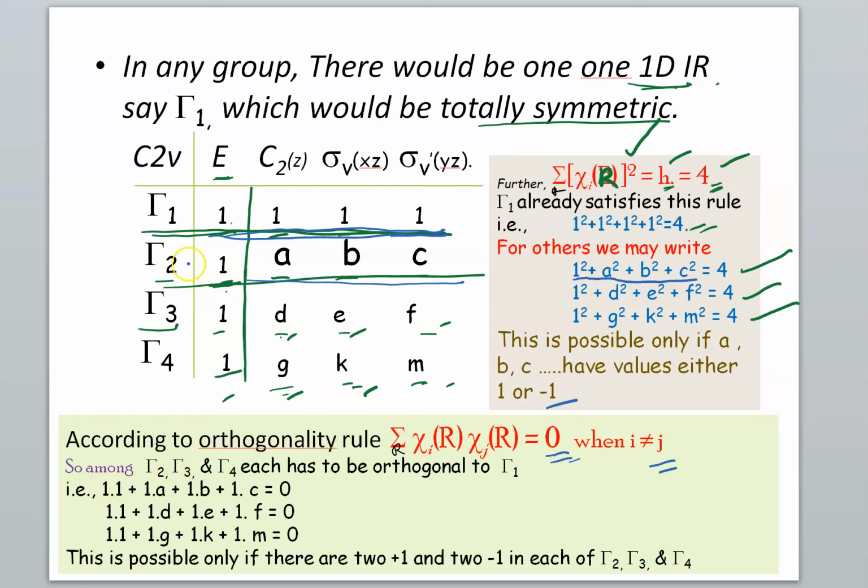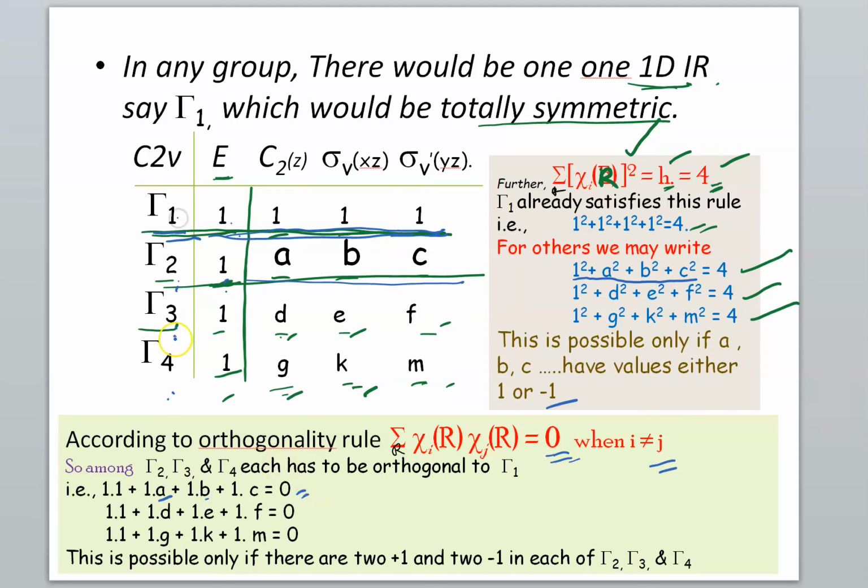So among chi 1, chi 2, chi 3 and chi 4, each of chi 2, chi 3, chi 4 has to be orthogonal with gamma 1. So we can write, if we consider gamma 1 and gamma 2, 1 into 1 plus 1 into A plus 1 into B plus 1 into C is equal to 0.